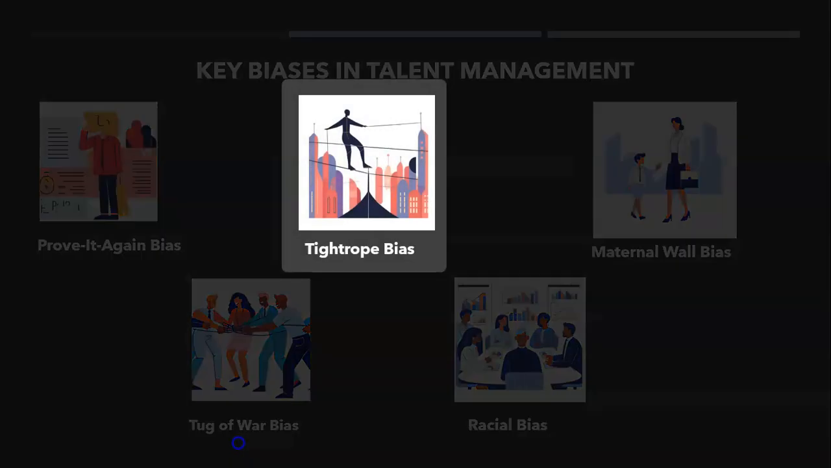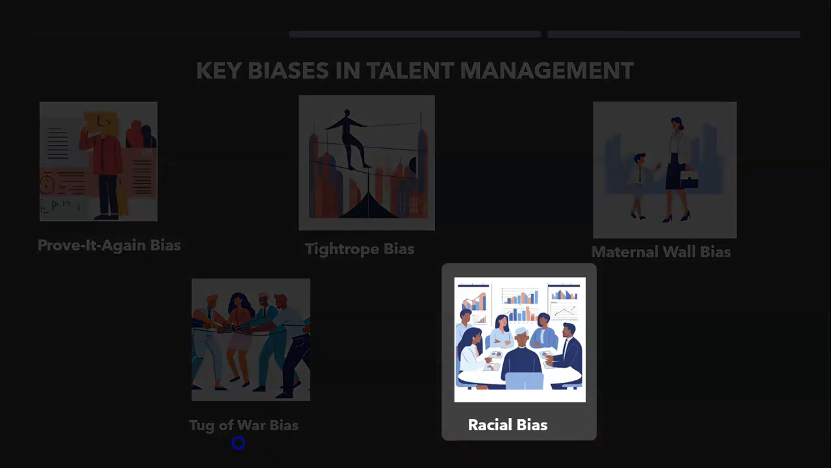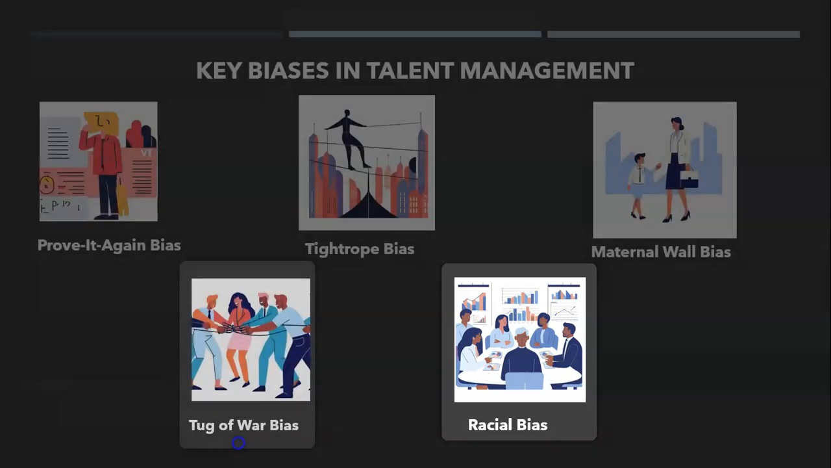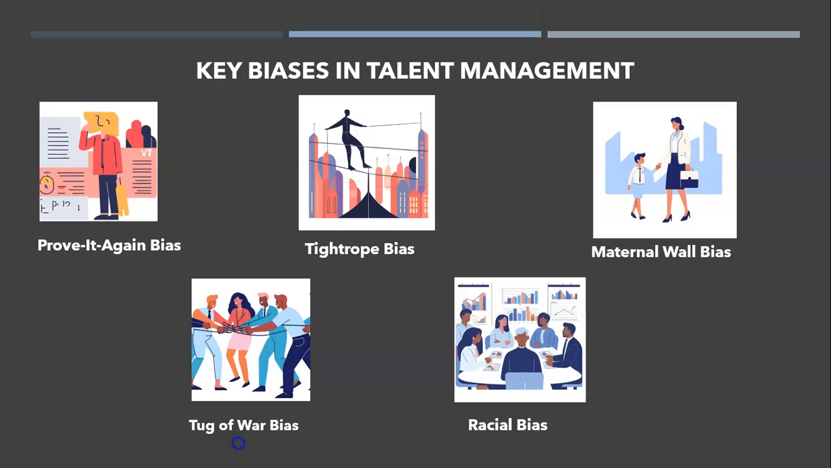Tightrope bias. Female employees are expected to balance being assertive with being likable, which influences leadership selections. Maternity wall bias. Caregivers, especially mothers, are often passed over for leadership roles because of assumptions about their commitment. Racial bias. Employees from underrepresented racial backgrounds might not receive the same access to mentoring or development programs. Tug-of-war bias. Members of marginalized groups may compete with one another for limited spots in leadership programs, creating internal divisions.